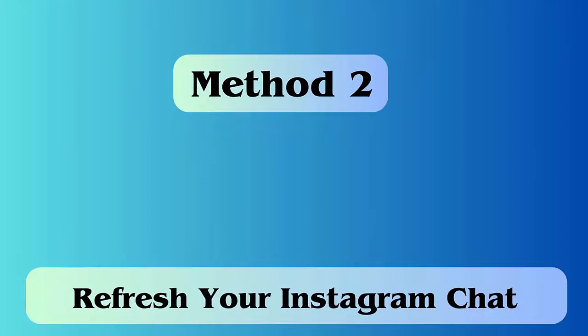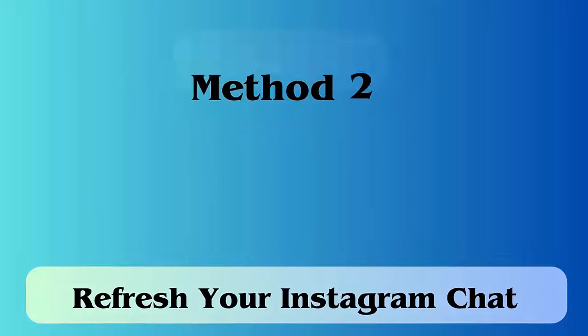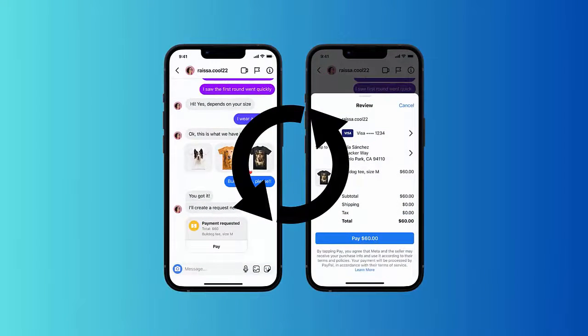Method 2, refresh your chat. Another simple trick that can help you to get rid of the error is refreshing the chat. After you unsend the message, if it does not disappear, then simply refresh the chat and again open the app.